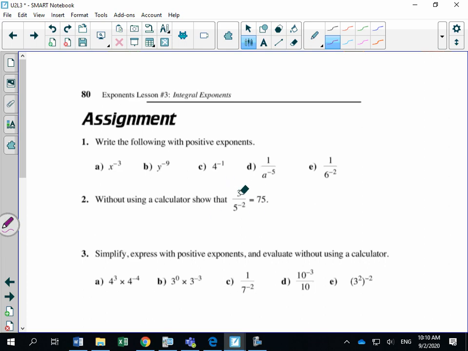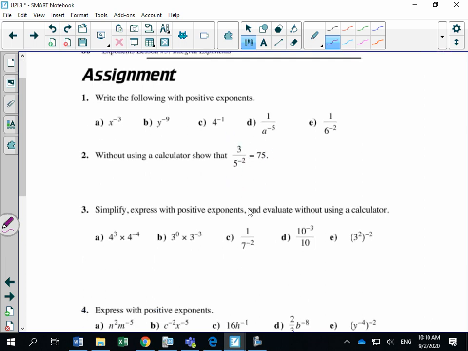So without using a calculator, show that these two are equivalent. Okay, so what I like to do is I like to only deal with the left-hand side of this equation. The left-hand side is 3 over 5 to the negative 2. I don't want to deal with that negative exponent, right? We always want our exponents to be positive. Because it's on the bottom, if you bring it to the top, that negative 2 becomes positive 2.